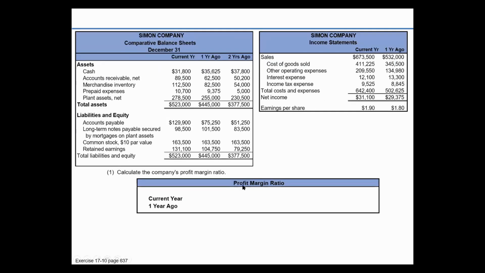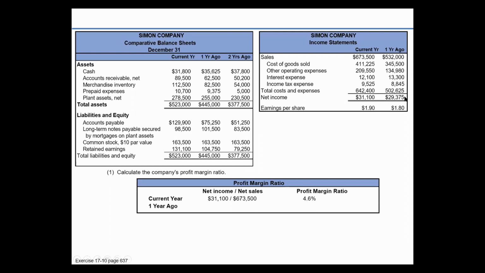So the first one we'll do is the profit margin ratio. To calculate that, it is the net income divided by net sales. If we look over here on the income statement for the current year, our net income, we can just take that right off of the statement. It's 31,100. We'll divide that by the sales, which again you can just read right off of the statement, which is 673,500. So you take that, divide it, and it comes out to 4.6%.